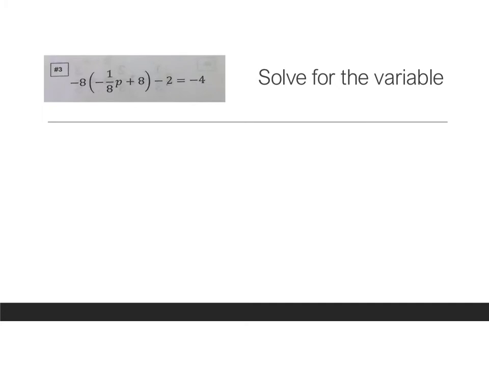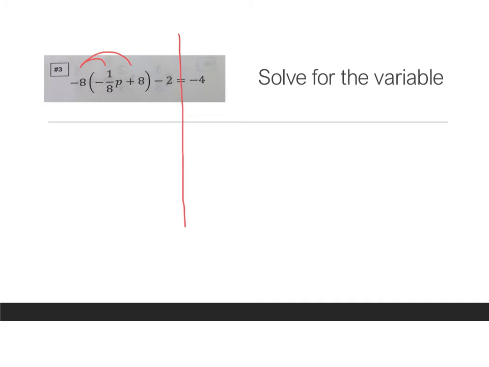All right, let's take a look at this one. Okay, so I can't really clear fractions here. I do have a fraction inside the parentheses, but remember when we are clearing fractions, you can only work with things outside of the parentheses. So I'm going to start here by distributing. So I'm going to distribute that negative 8 into the parentheses.